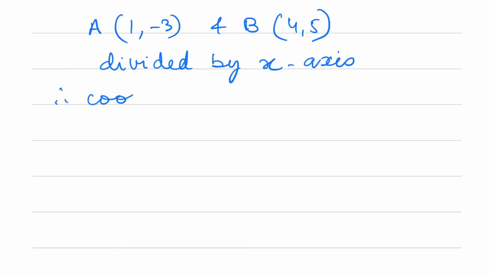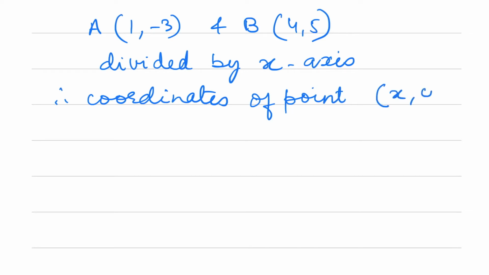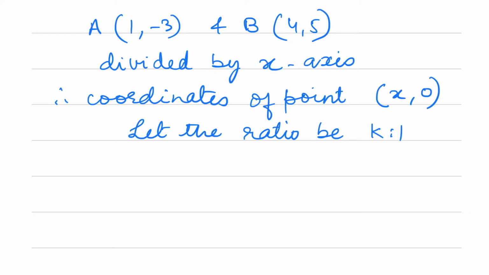Therefore, the coordinates of the point which divides the line AB will be x and 0. The y coordinate will be 0 because it is divided by the x-axis. And we have to find the ratio. So let the ratio be k is to 1. Now we are going to use the section formula.